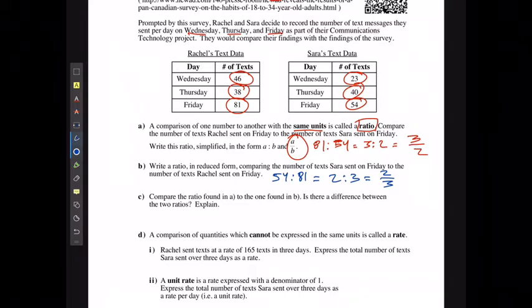If I'm comparing the ratio found in A to the ratio found in B, they are reciprocals.